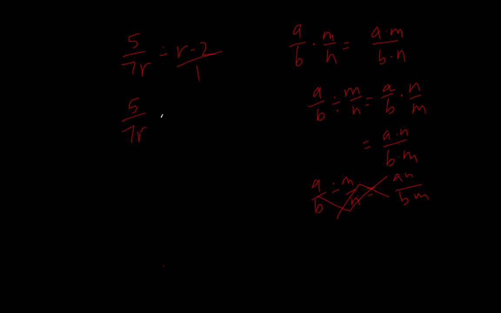So 5 over 7r times 1 over r minus 2. So this flips. So I have 5 over 7r times r minus 2. I'm not going to multiply that through at the moment because I'd like to see if anything will cancel. In this case, it won't. All I have is a 5 on the top, and none of this is a 5. So this is going to be 5 over 7r squared minus 14. That's distributing.